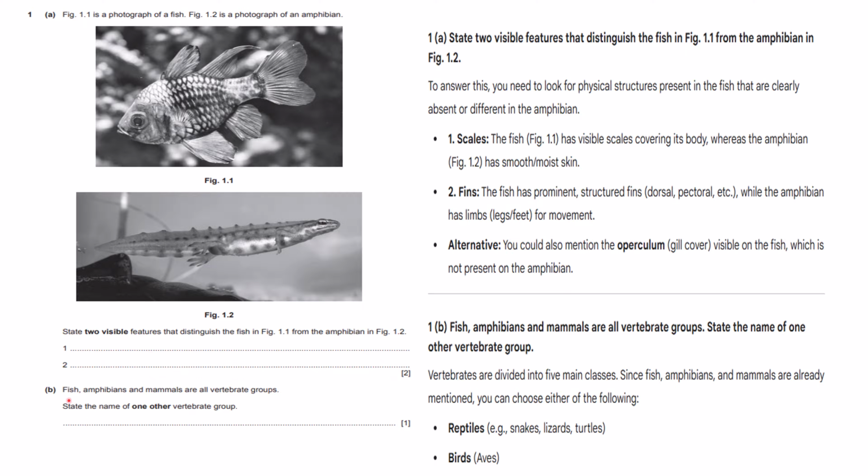Part B, the statement is: fish, amphibians and mammals are all vertebrate groups. State the name of one other vertebrate group. Vertebrates are divided into 5 main classes. Since fish, amphibians and mammals are already mentioned, you can choose either of the following. One, reptile, for example snakes, lizards and turtles. Second one is bird, that is apes. You can use one from these two.